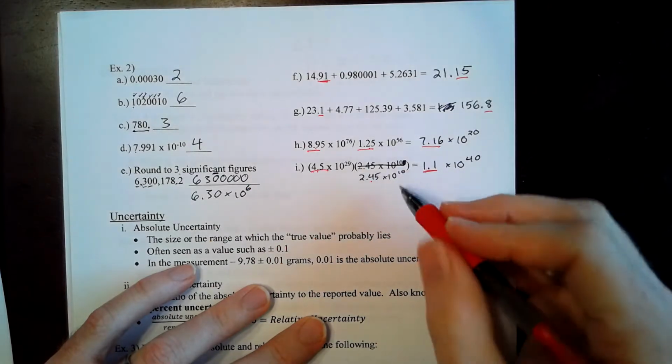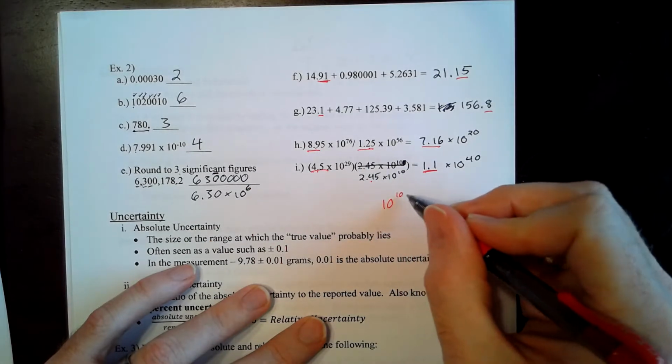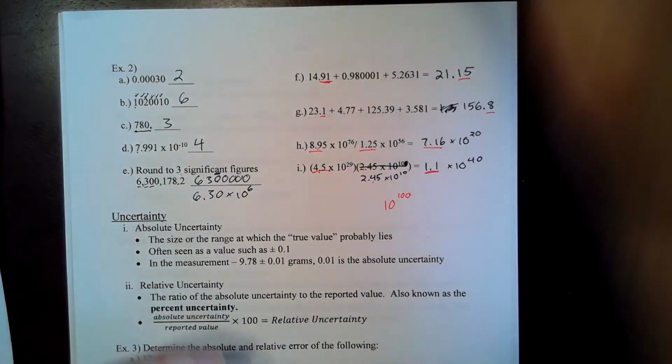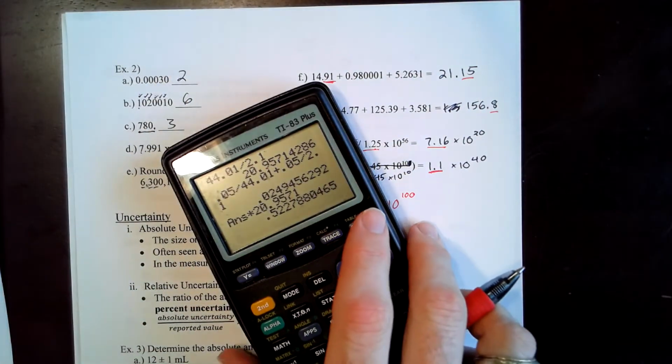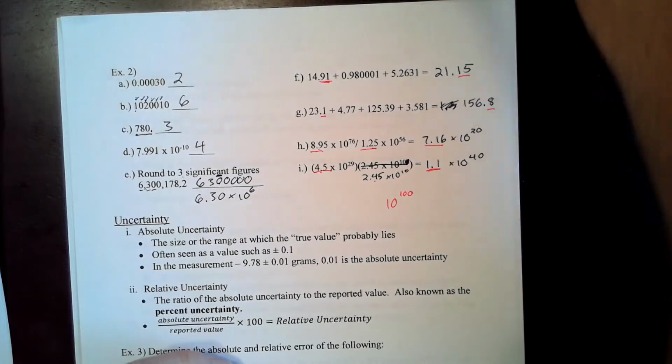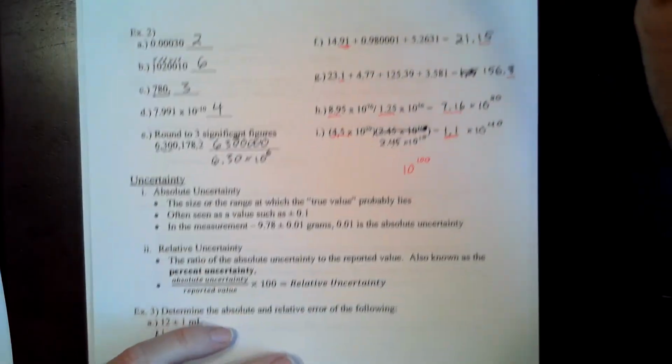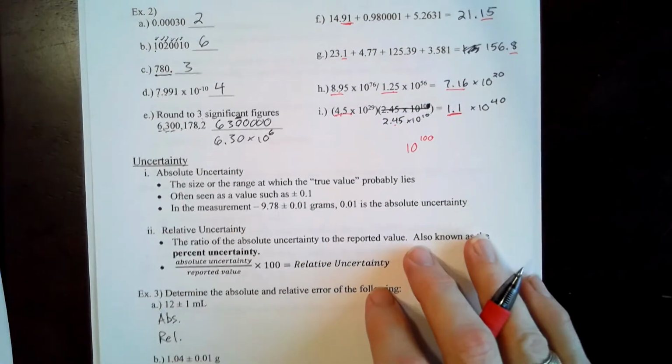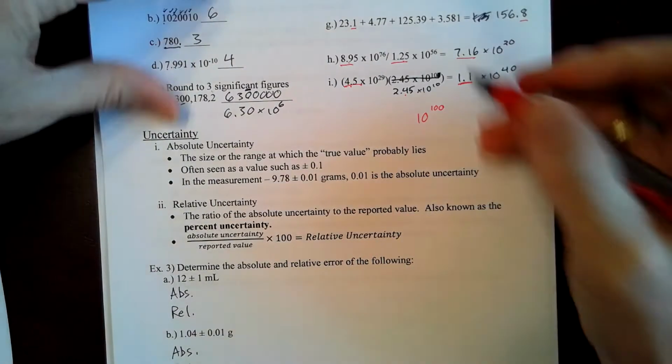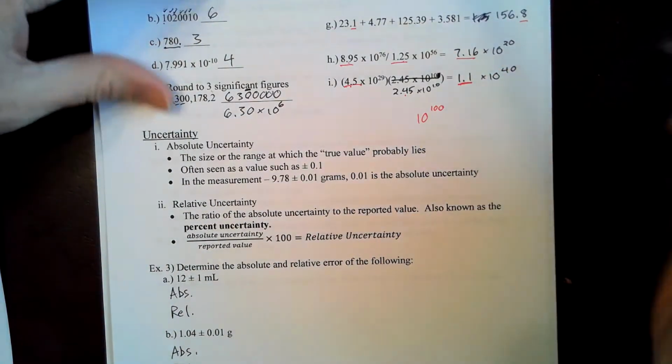By the way, the 10 to the 100th power will break this calculator, and it won't let it do that. So I guess it can't compute numbers that high. FYI, found that one out. So change that to 10 to the 10th.